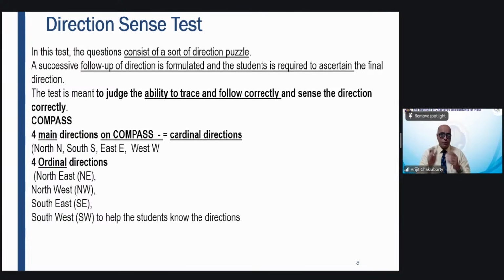If you see from your angle, from your view, it is right side going upwards in a diagonal manner. Northwest, north and west, so 45 degrees towards the left. Similarly, you have southwest and southeast.